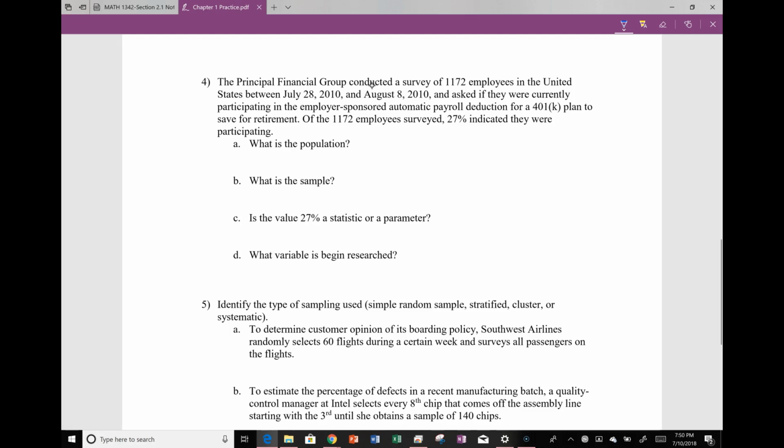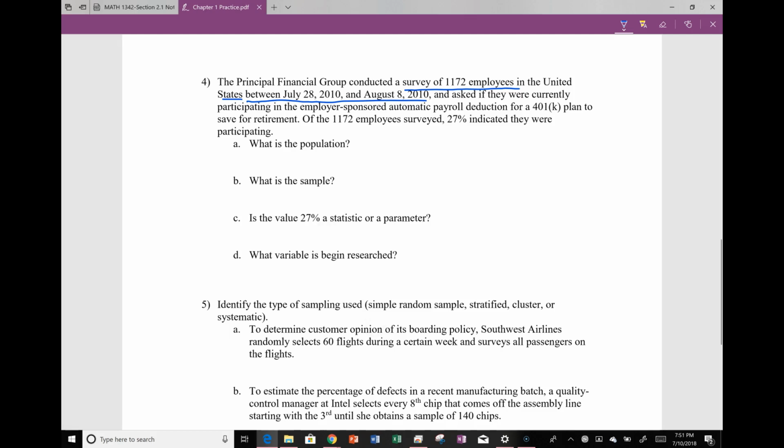And asked if they were currently participating in the employer-sponsored automatic payroll deduction for a 401k plan to save for retirement. Okay, so the population versus sample. When we're looking at this, they surveyed 1,172 employees in the United States between these dates. So who do you think the survey was pointed to? What do you think the population of this survey is?